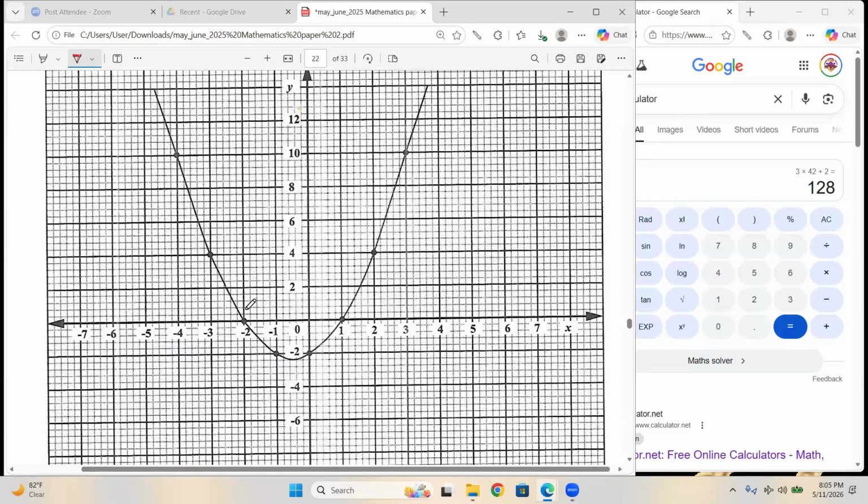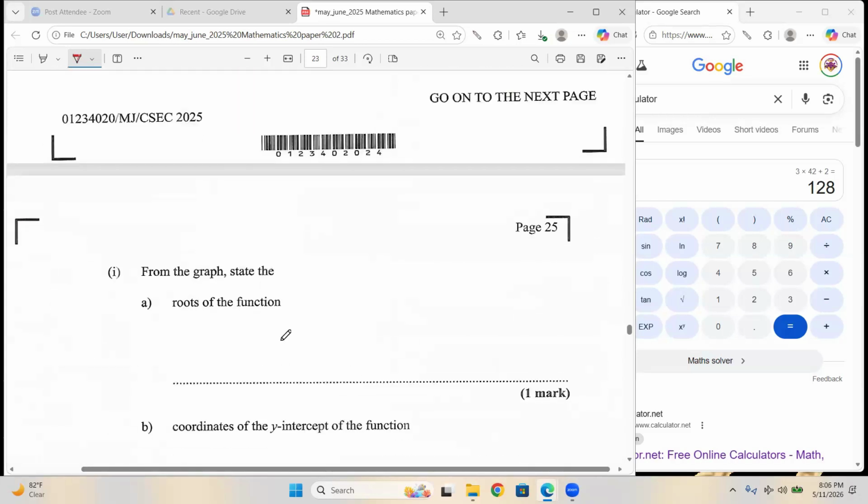So this quadratic intersects the x-axis at -2 and 1. So the two x values are -2 and 1. The roots, that's why they said roots, right? Plural. The roots are -2 and +1. I hope that is clear. You don't want to go wasting your time using the quadratic formula when you have a graph.